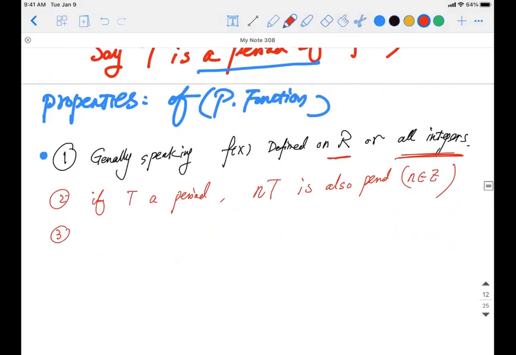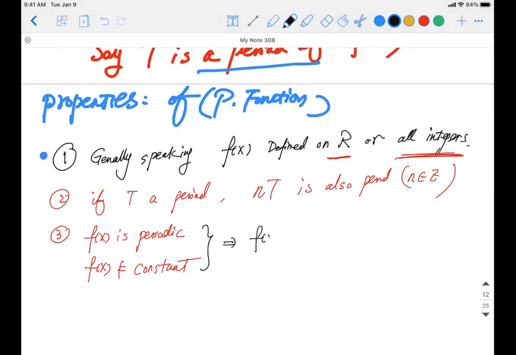Number 3, if f(x) is periodic, f(x) is not a constant. Sometimes we say a constant function is also a periodic function, but there's really nothing to say about it, right? Always f(x) equals 1. Yeah, you can also take it as a periodic function. It's okay. If f(x) is periodic, but f(x) is not a constant function.